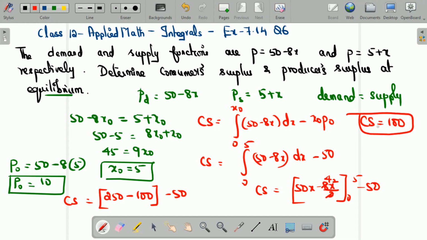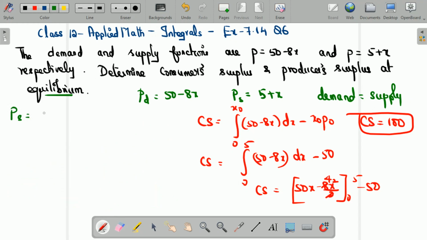Now the other question they asked is the producer surplus, which is nothing but PS. So let's calculate that. PS is equal to x naught P naught minus the integral from 0 to x naught of, in this case, the supply function, 5 + x dx. So this is again 10 into 5, so 50, minus the integral from 0 to 5 of (5 + x) dx.